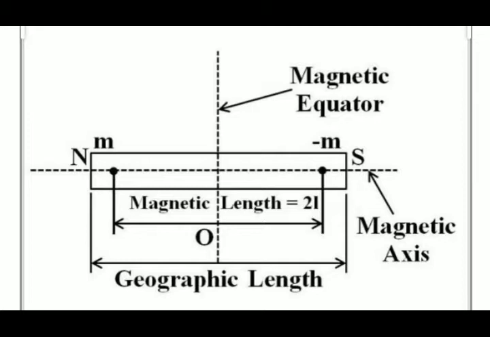Now let's discuss one by one. Let's discuss first the axis. Now, what is axis? See here, you can see the magnetic axis marked here. So basically it is the line passing through both the poles of a bar magnet. Obviously there is only one axis for a given bar magnet. So you can see this magnetic axis here.